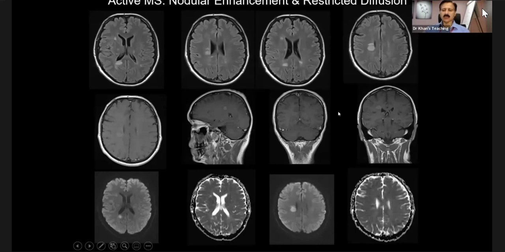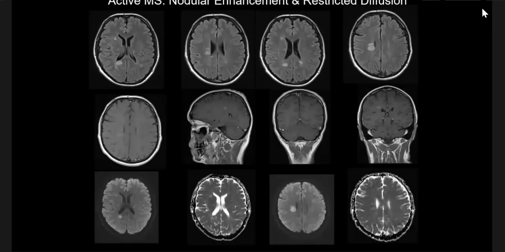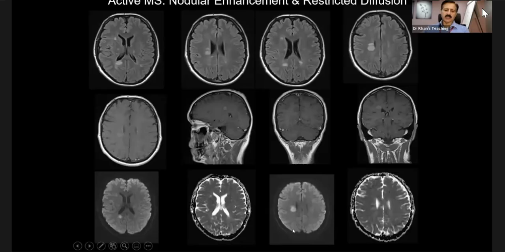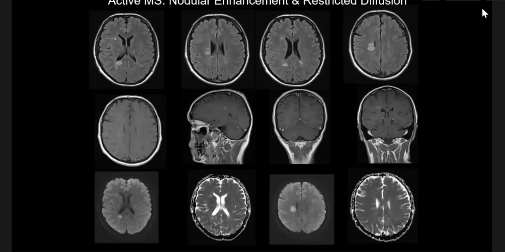And this becomes a pitfall because I have seen people reporting this as restricted diffusion and calling it a lacunar infarct. So you must know that active plaque of MS can also show restricted diffusion. Some of the studies in literature suggested that DWI should be routinely used to pick up active plaques, but not everyone agrees with this. And in clinical practice, please remember, still our criterion is enhancement. It is not restriction.